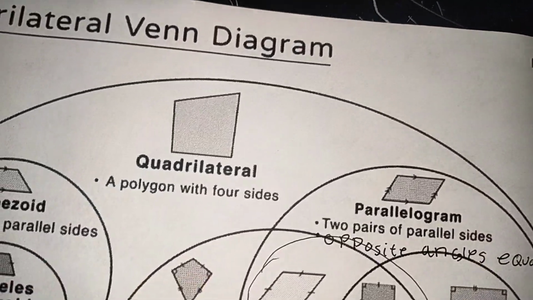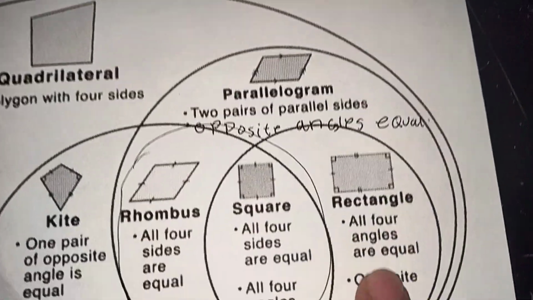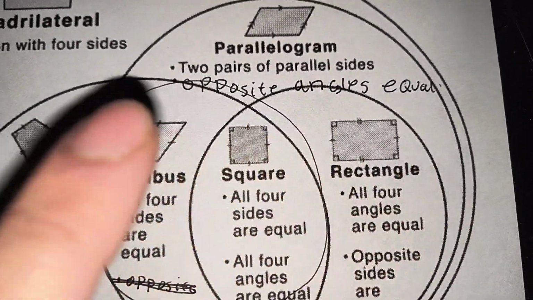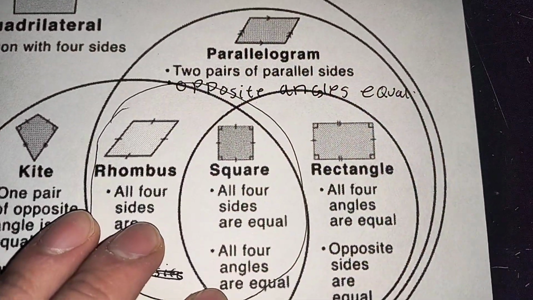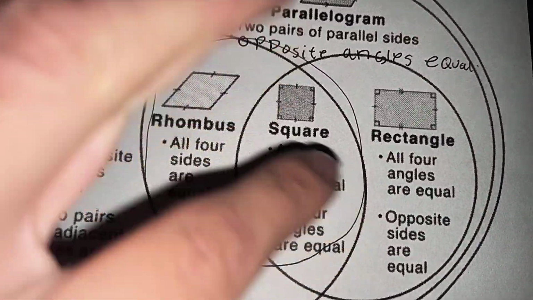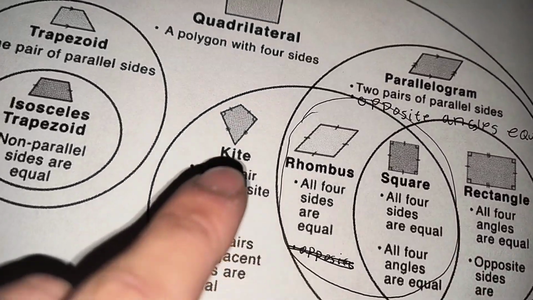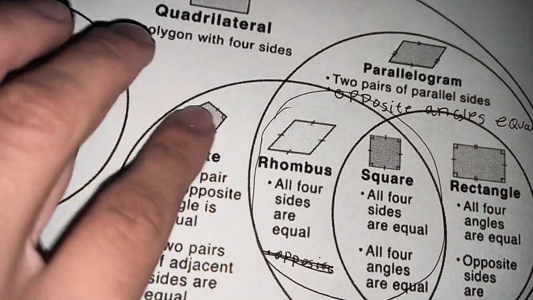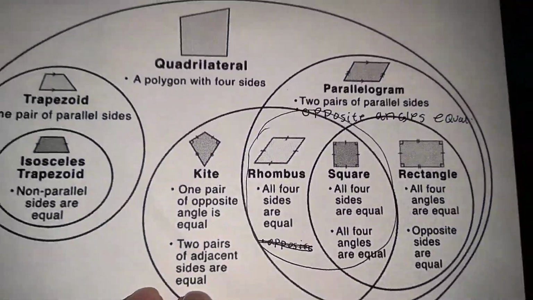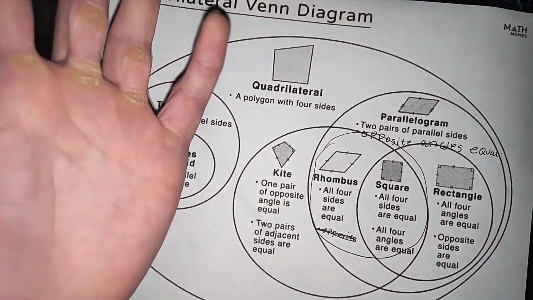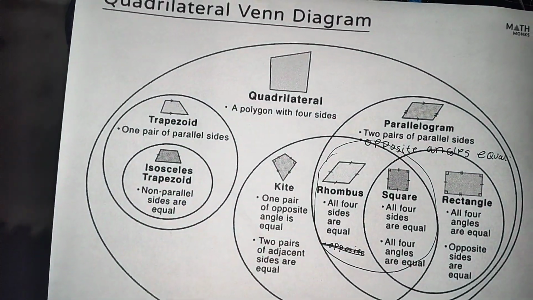Okay, so we have quadrilaterals, and inside the quadrilaterals, we got parallelograms and trapezoids. In the parallelogram group, we have square, rectangle, and rhombus. Inside the rectangle group, we have a square and a rectangle. Inside the rhombus group, we have the rhombus and the square, because square can fit into the rectangle and the rhombus group. And in the kite group, we have the kite, then the rhombus and the square, because the rhombus and the square can both fit inside the kite group. And that's a Venn diagram about quadrilaterals.